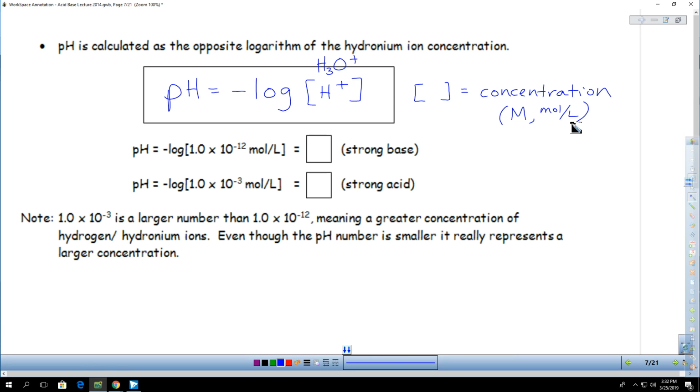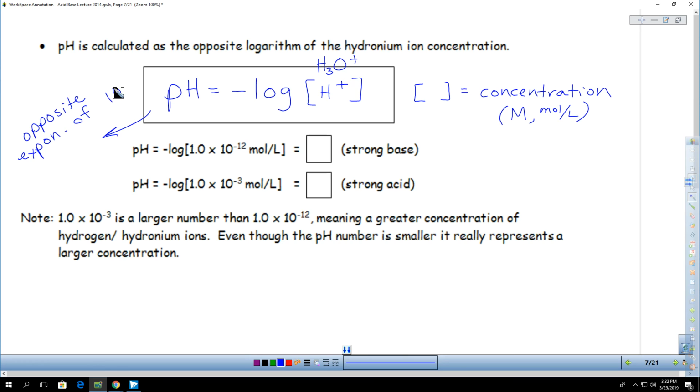So pH then is really the opposite exponent of 10. So maybe we'll just make a little note, in case you have to brush up on your logs: pH is going to be the opposite exponent of 10. We're going to try to put our concentrations in scientific notation when possible. That'll just make it a little bit easier.